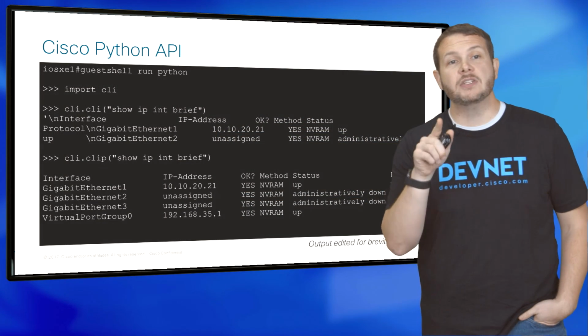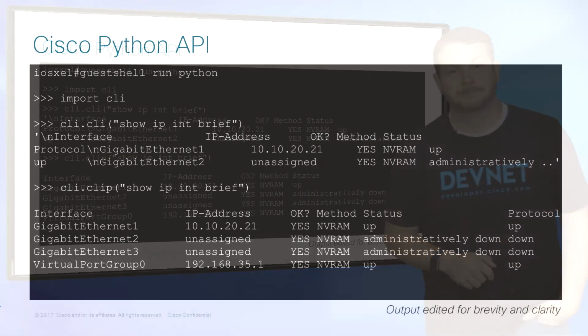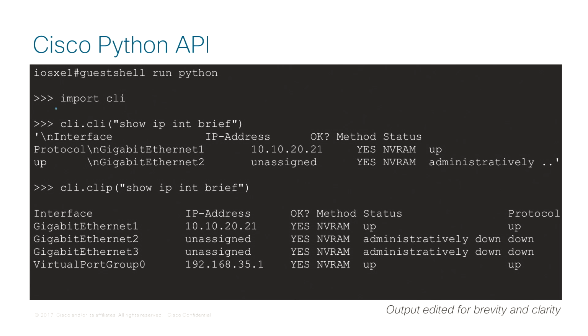Let's take a look at how we might use the Python APIs here. To get started, the first thing we need to do is import those libraries, just like we would with any Python library that we're working with, whether it's requests or regular expressions. In this case, we import CLI. Once we have that, we then have access to those CLI functions. In this first one, we're using CLI.CLI and then just sending off the command we're after, in this case, show ip interface brief.